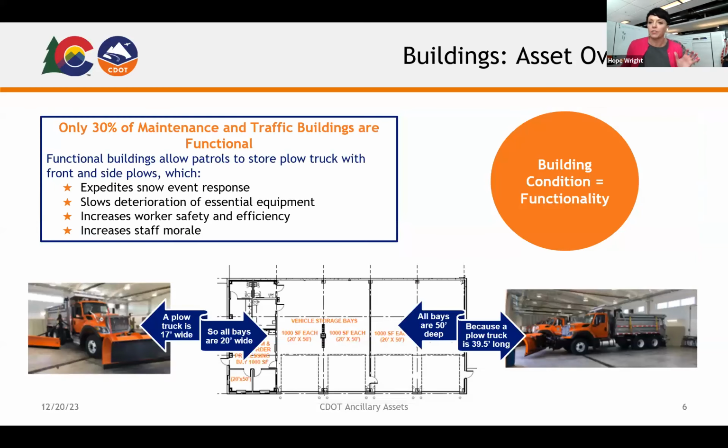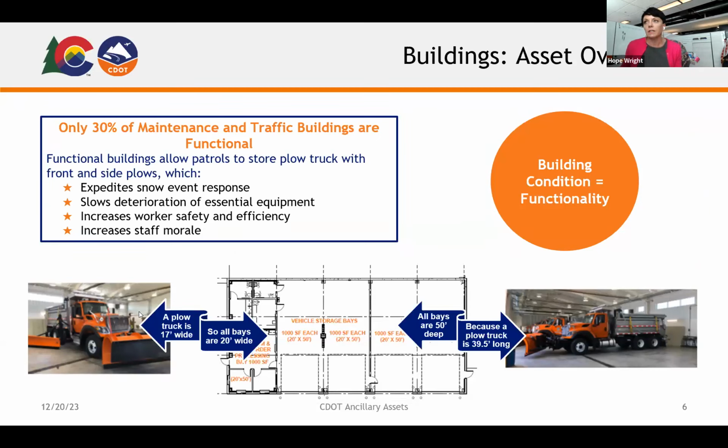as I mentioned earlier, our most abundant building type is the maintenance and traffic buildings. They're also our most important building. They directly impact the public. They store essential equipment so that our essential workers can get out and clear the roads of snow, debris, or whatever it is that they need to do to get back on the road.